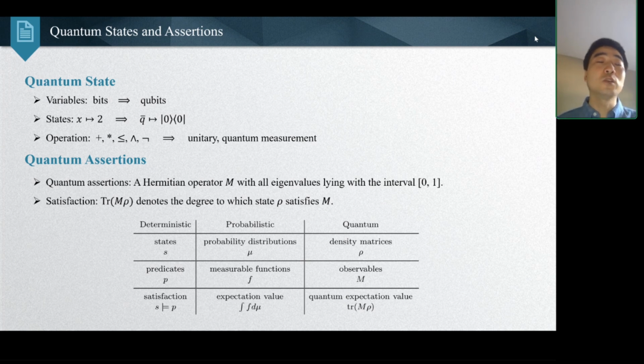The satisfaction is denoted as trace of M rho, denoting the degree to which the state rho satisfies M. So it's continuous, not Boolean. You can see the table. Deterministically, the state is X, the predicate is P, and satisfaction is S. For probabilistic, our state is a distribution, our predicate is a measurable function, and the expected value is the integration. And for quantum, we focus on density matrices as states, predicates as observables, and satisfaction we consider as the quantum expectation value.